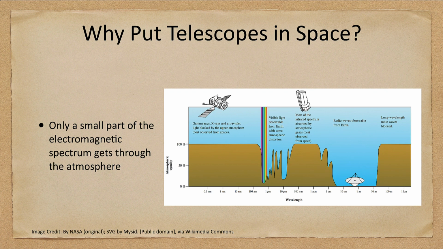Why do we want to put telescopes in space? Well, one misconception is that it brings them closer to the astronomical objects. That is very definitely not true. Astronomical objects are so distant that putting a telescope in space, putting it up even a few hundred miles up above Earth, makes it no closer to a star than anything else.